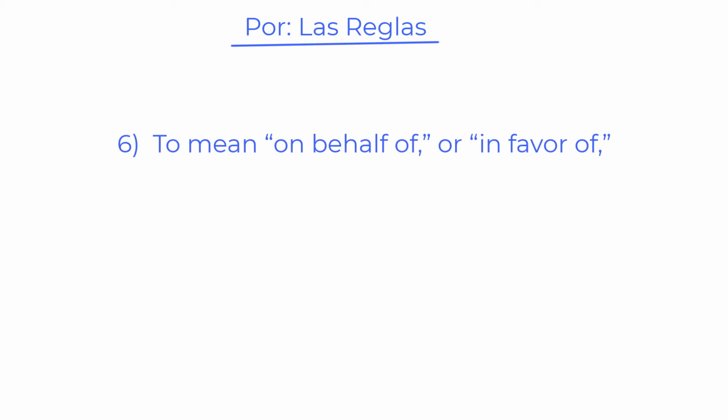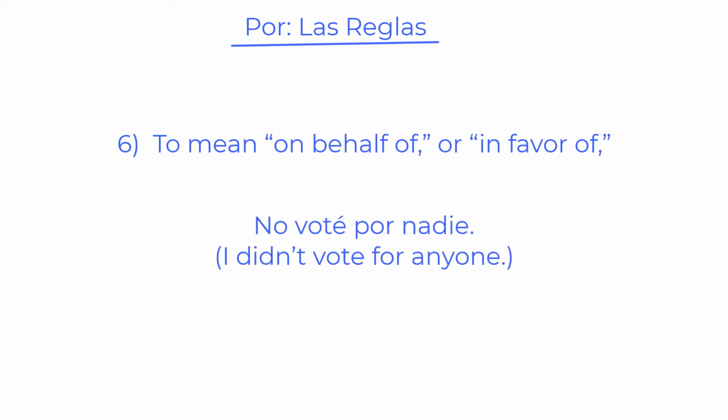Perfecto. Regla número 6. To mean on behalf of something or someone or in favor of someone. Okay? El ejemplo podría ser no voté por nadie.